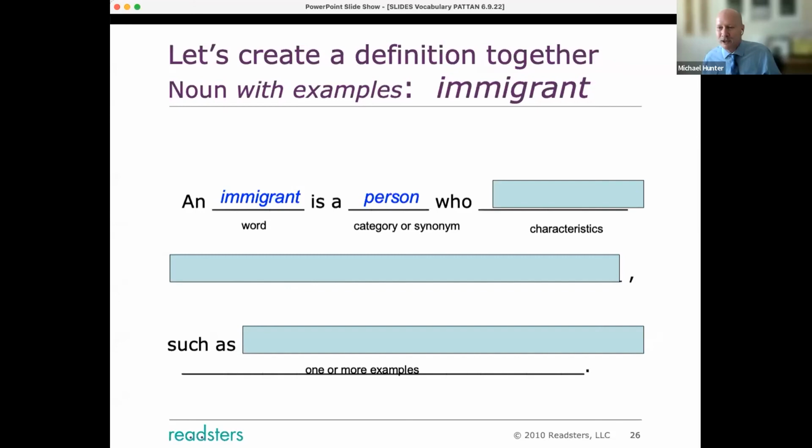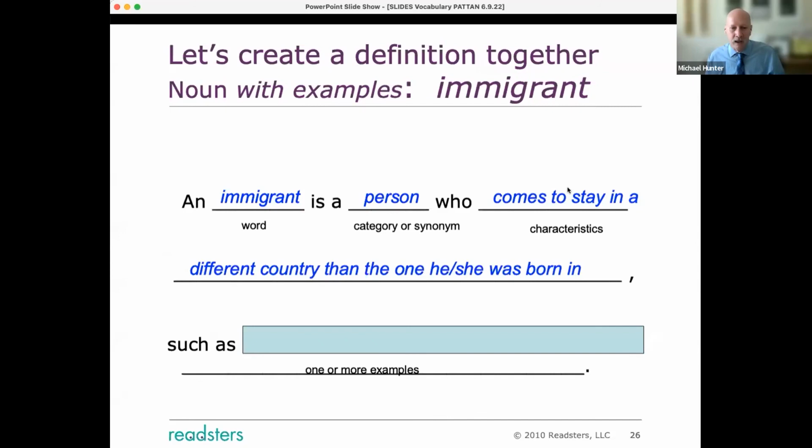Okay, you guys obviously know something about immigrants. And I think we're getting a gist here of their person who leaves one country and moves to another country. And I think there's an element of an immigrant that there's an intention to stay. It's not someone who's just coming to visit. It's someone who is changing where they live.